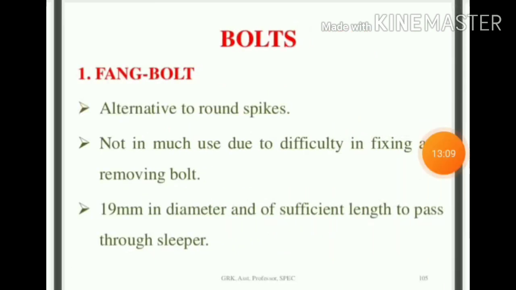The next fastening we are going to see in track fittings is bolts. These bolts are considered an alternative to round spikes. They are not in much use due to difficulty in fixing and removing the bolt. Understand or no? So bolts are not much used for railway fittings because they are difficult to fit and also to loosen or remove from the connection of rail and sleeper. It is somewhat difficult, so that's why in most cases they are not used, and in most of the cases 19 mm diameter bolts will be used. Understand? Because it is 19 mm diameter with sufficient length to pass through the sleeper.